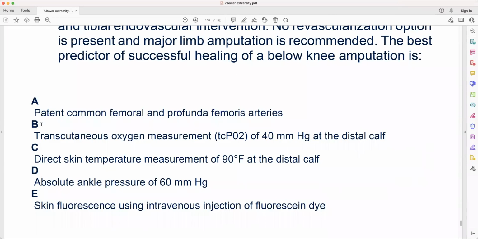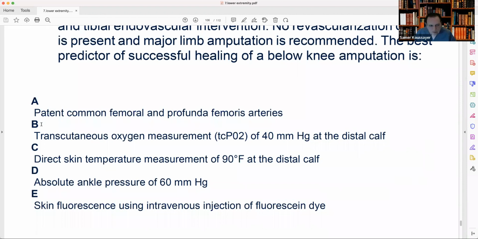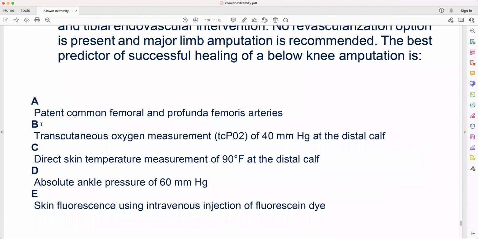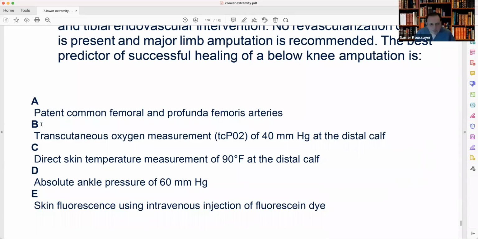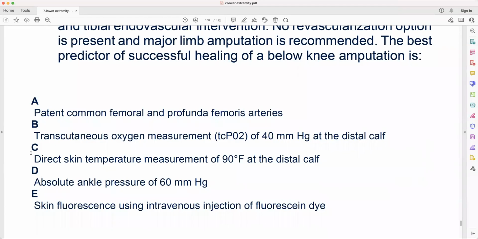Fluorescence using intravenous injection of fluorescein dye? I don't know, I never saw it really. They mention it a lot, doctor, in bowel ischemia, if you are in doubt. Yeah, bowel ischemia, yes. I use it. Yes, we use fluorescein, but not in the legs. I never saw it in the legs really.